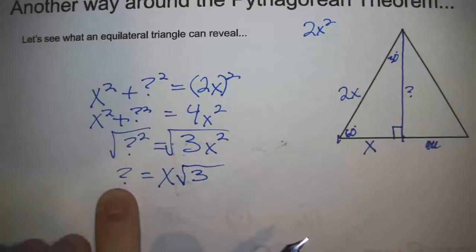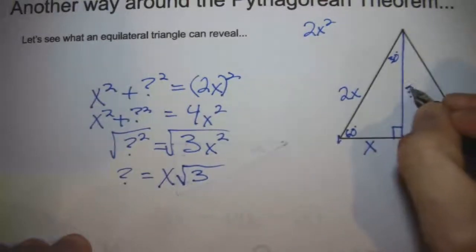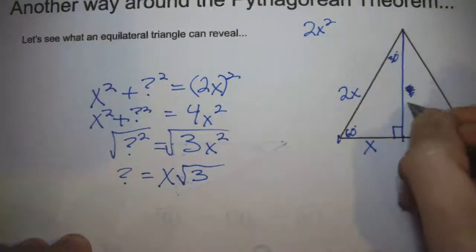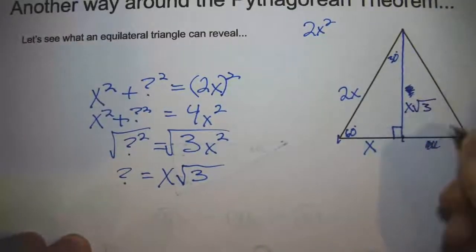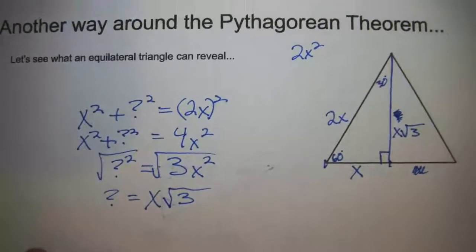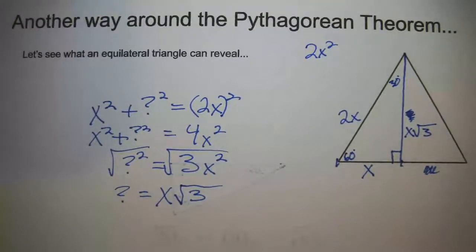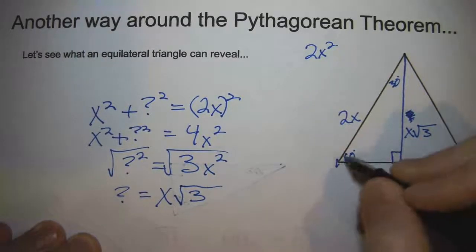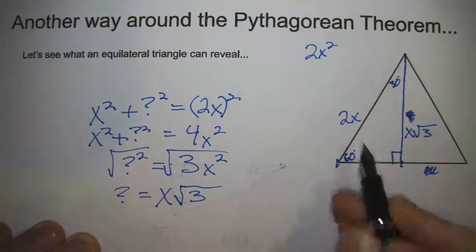So our unknown value here is not really unknown anymore. It's whatever x is multiplied by radical 3. So this is our shortcut. This is our way of working around all of this without having to use the Pythagorean theorem. So my short side, or that smaller leg, is x. The hypotenuse is twice as much, so 2x.